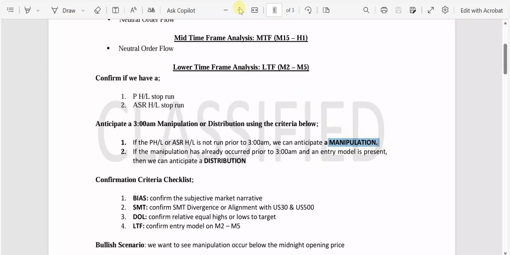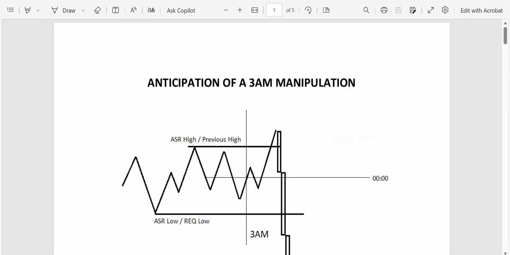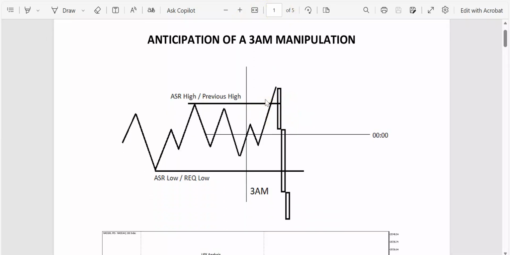So I'm just going to show you an illustration. I think this can give you a picture of what I'm trying to explain. How can we anticipate a 3 a.m. manipulation? 3 a.m. is our London Open. Before the London Open, if you see no stop run, then you can anticipate that manipulation, which is a stop run, right at the London Open or after the London Open.